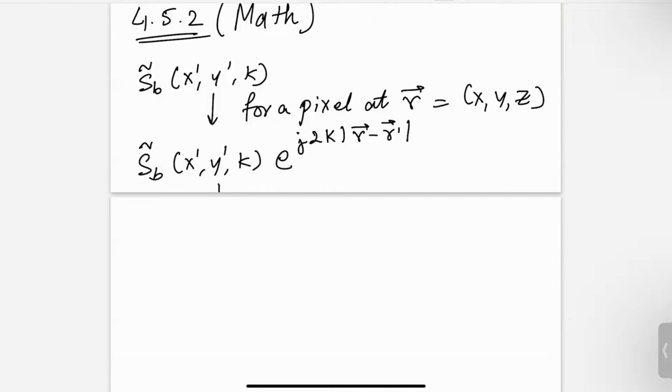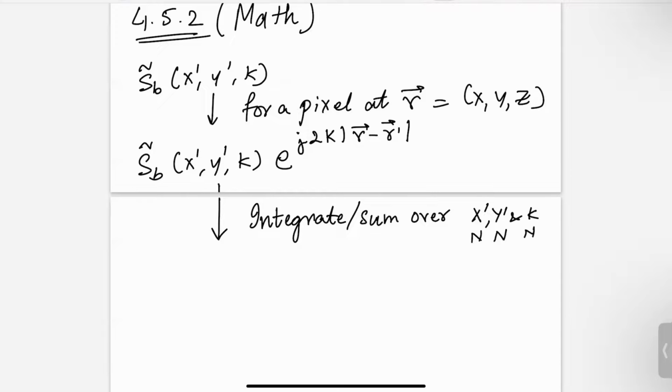And once the unwrapping is done, then all you need to do is add up all those tiny vectors that are unwrapped, right? So that is an integration or a summation. Sum over X prime, Y prime, and K, right? So now, and this is again the n cube, right? So all those n cube vectors are all lined up. So now all you want to do is sum it up, right? And that is essentially the reconstructed target response at the pixel XYZ.